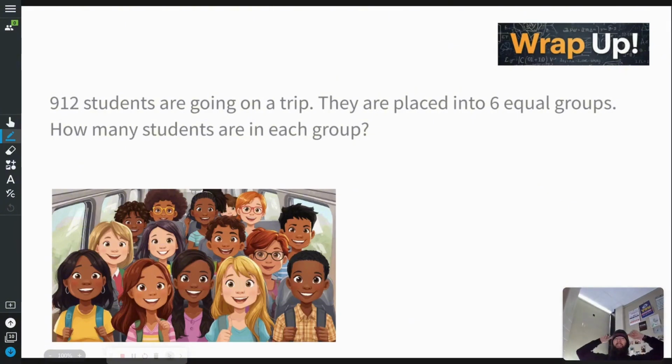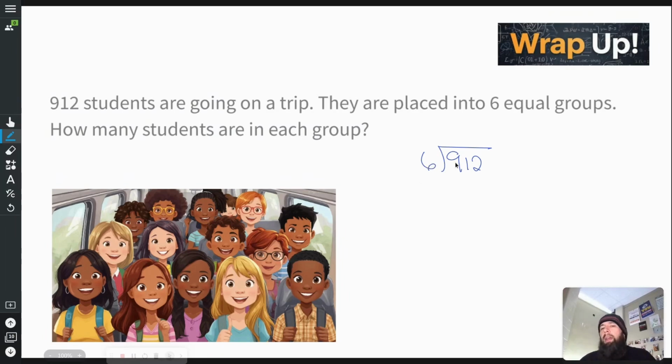Gross. Oh, look at all those happy children. Look at them. 912 students are going on a trip. They are placed in 6 equal groups. How many students are in each group? Okay, so this is division because we're splitting them into groups. So we're always going to put the big number right here and the small number on the outside. And then we do division.